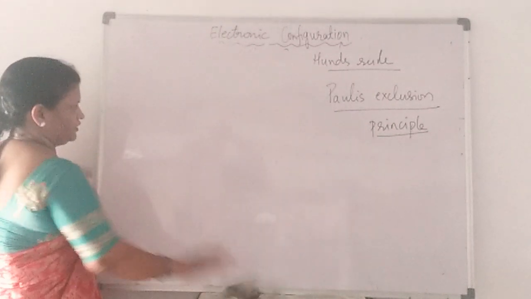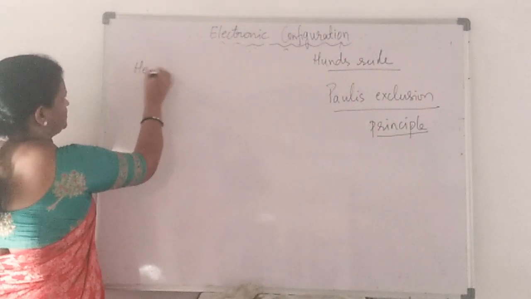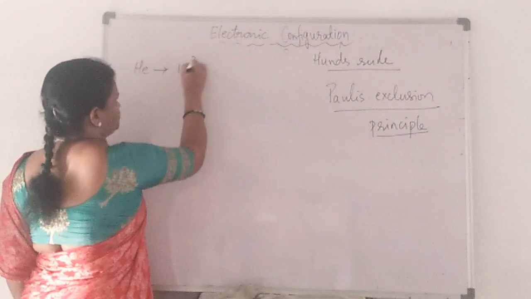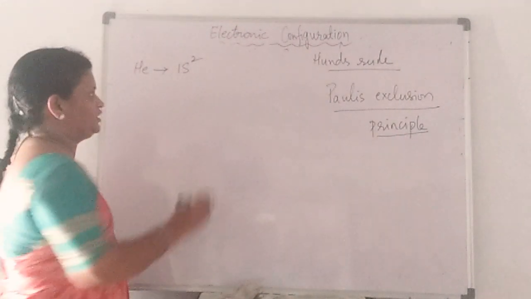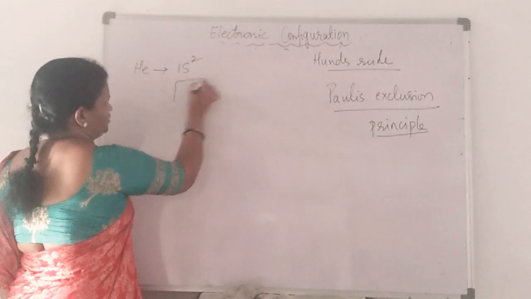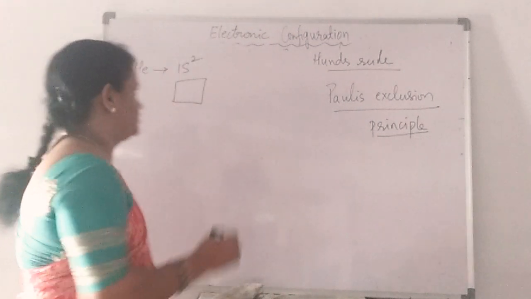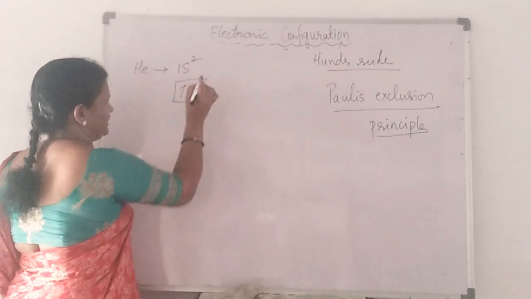So here we have helium which contains only 2 electrons. For this helium, we write the electron configuration 1s2. In this 1s2 we have 2 electrons. What are those 2 electrons? We will show with the help of the electron orbital method. So first electron, second electron.